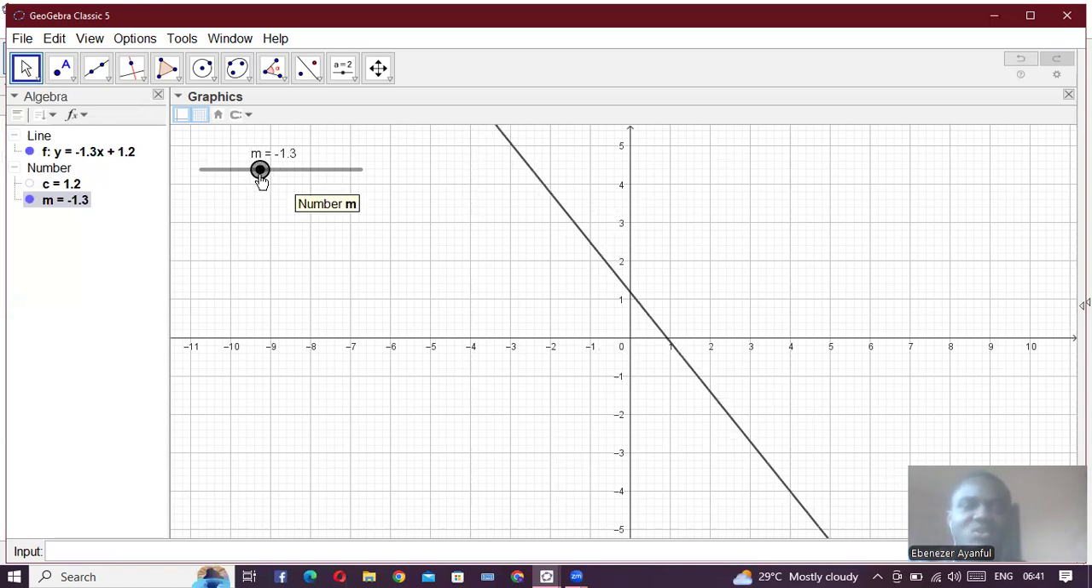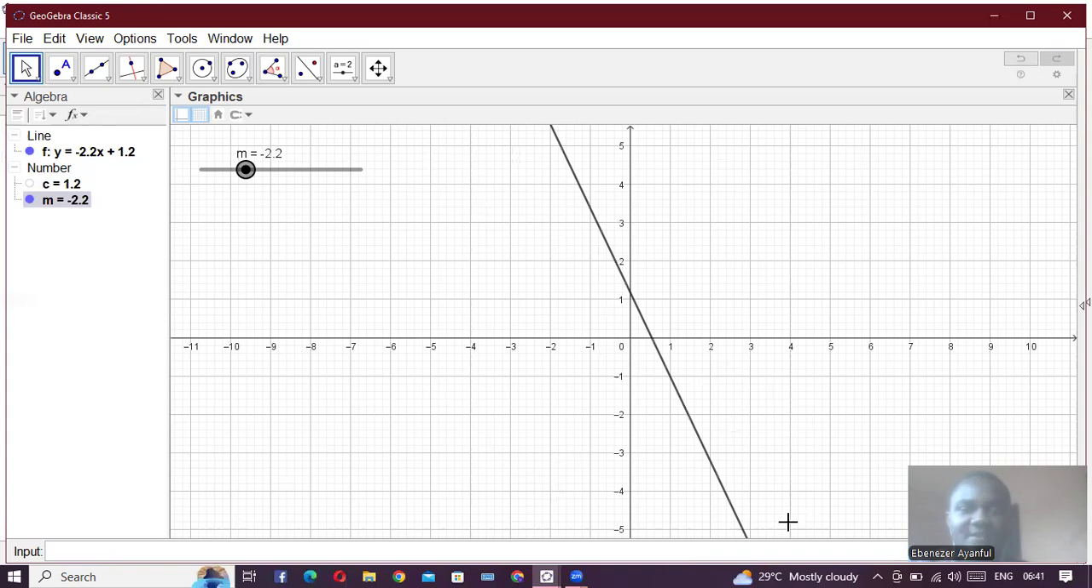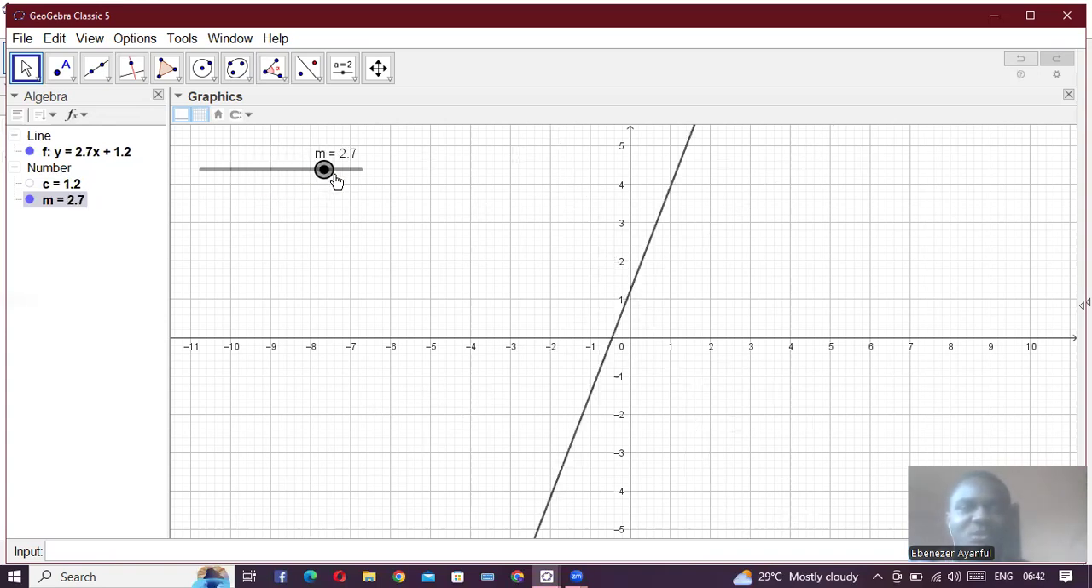Okay, that's what the sign tells us. So when it is positive, then when you move from left to right, it will be increasing. And when it is negative, when you move from left to right, it will be decreasing. Then the value tells us how slanted it is.